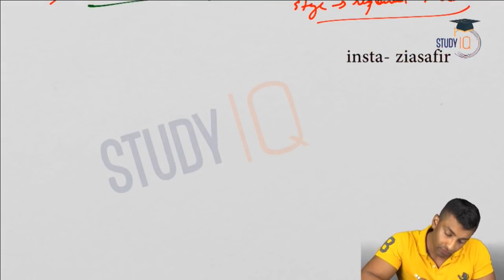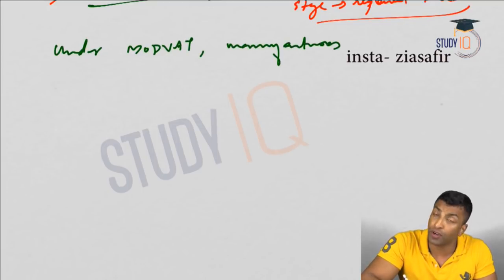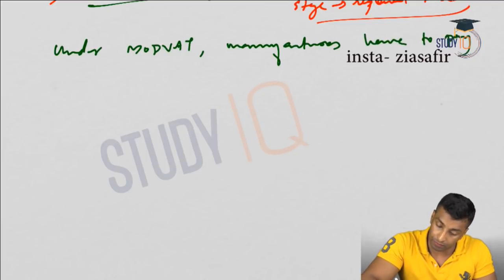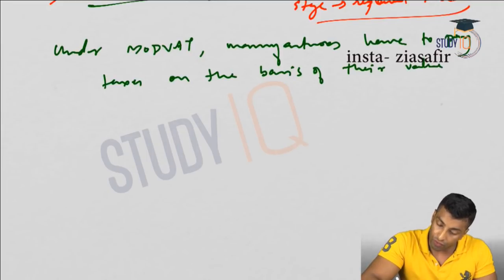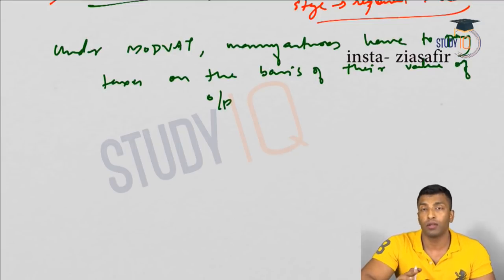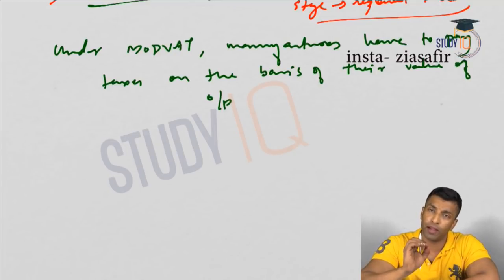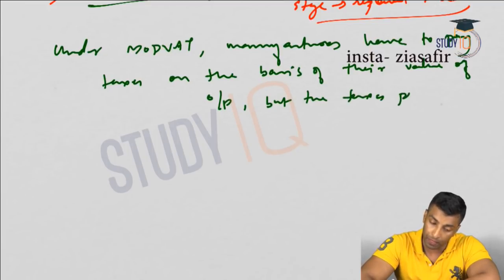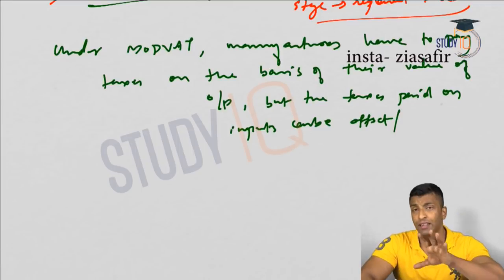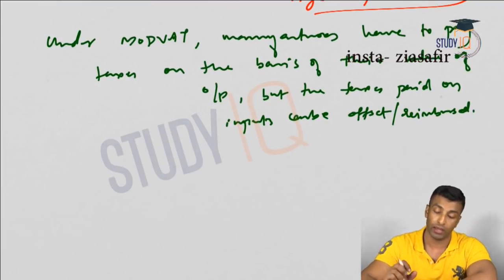Now under MODVAT, firms, manufacturers, have to pay taxes on the basis of their value of output. You see, there is a practical problem in understanding every stage's value addition. So here they are going to pay on the value of output, just like in the normal case. But the taxes paid on inputs can be offset. Either you get it offset and just pay the extra, or it will be reimbursed later. You can claim it back later. So you will be paying on output.